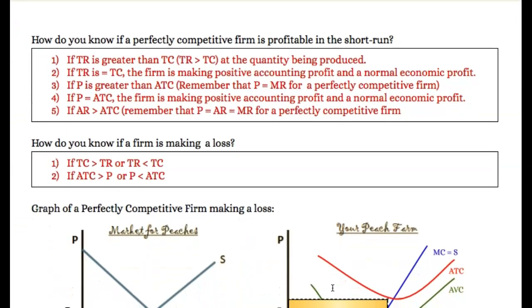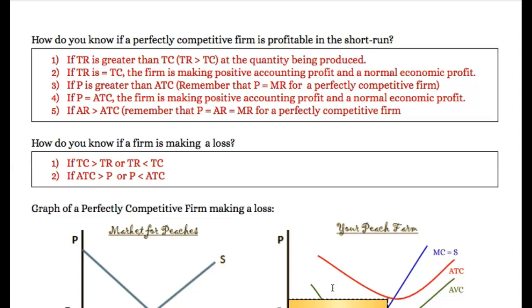How do you know if a perfectly competitive firm is profitable? There are a bunch of different ways of looking at it. Basically, it comes down to, is your total revenue greater than total cost? Then you're making a profit. If your total revenue is equal to total cost, you're making normal economic profit, which means you're breaking even. Positive accounting profit and normal economic profit. There's no better use of your resources than what you're currently doing. There's no incentive to change.